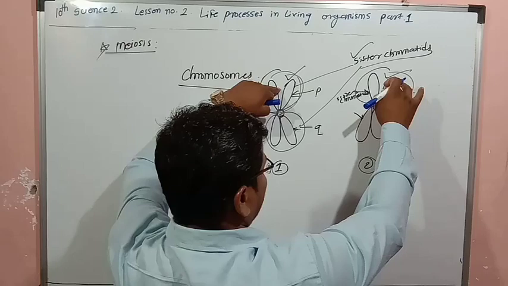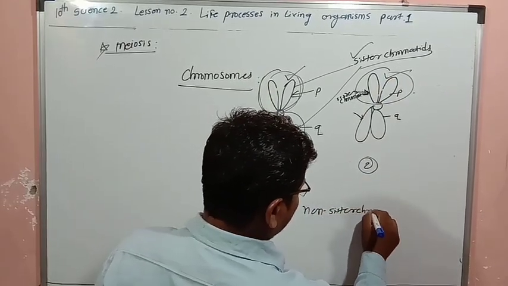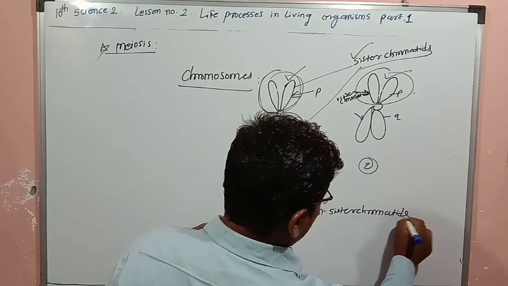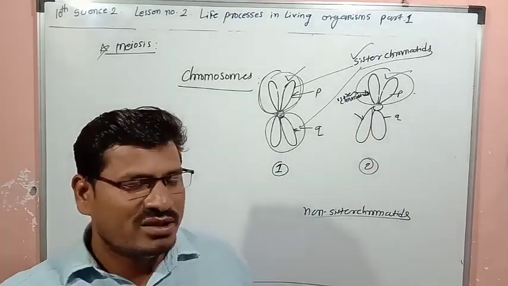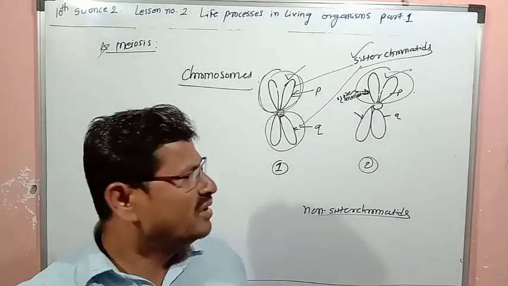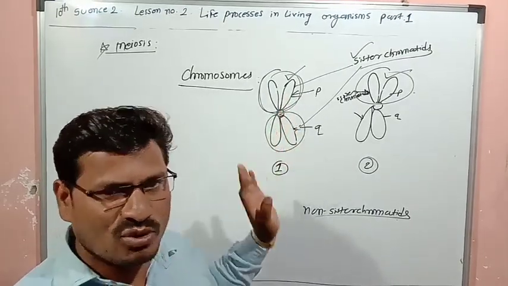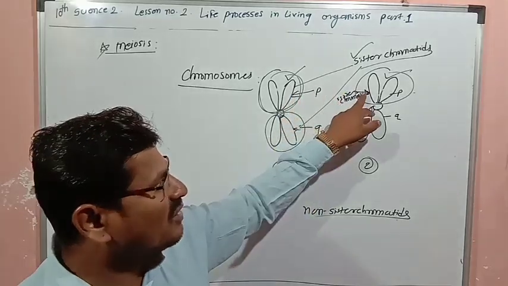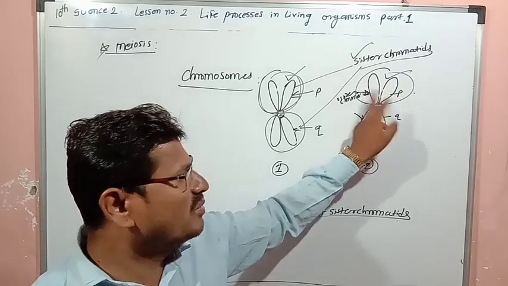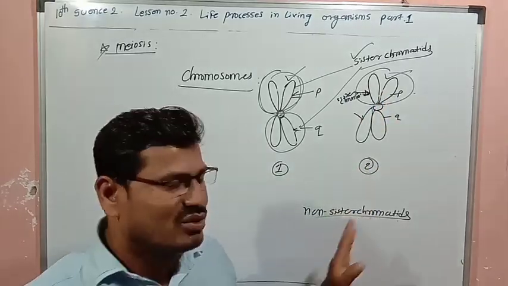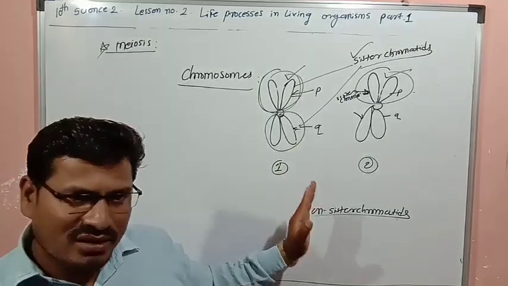So this part and this part you can call non-sister chromatids, since they are separate parts. So there are sister chromatids and non-sister chromatids. When the two chromatids belong to the same chromosome, they are sister chromatids. If they are chromatids of different chromosomes, then you say they are non-sister chromatids. If you understand this, then it is easy.